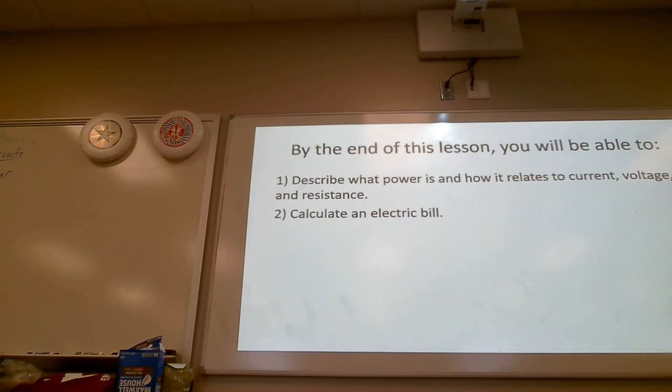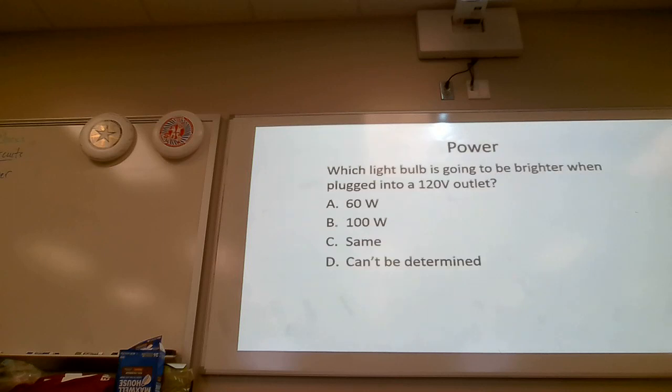By the end of this lesson, you'll be able to describe what power is and how it relates to current, voltage, and resistance, and be able to calculate an electric bill. Give that one a shot.